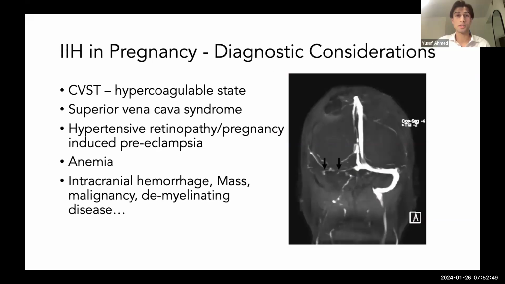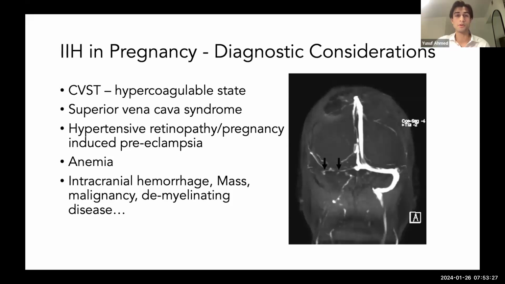So considering what we know about the physiologic changes in pregnancy, there are also diagnostic considerations to be made. Just because a patient with increased BMI who's newly pregnant walks in through the door for query papilledema, it doesn't mean that they automatically have it. We do have to think of other things, especially because they are pregnant. Because of the hypercoagulable state, for example, CVST, or cerebral venous sinus thrombosis, should absolutely be considered based on the history, based on imaging, and based on their fundus exam.